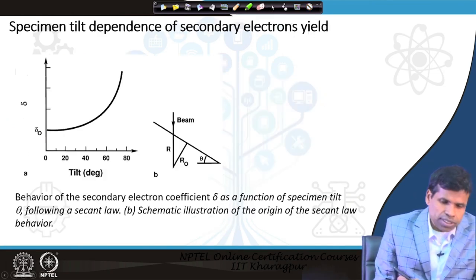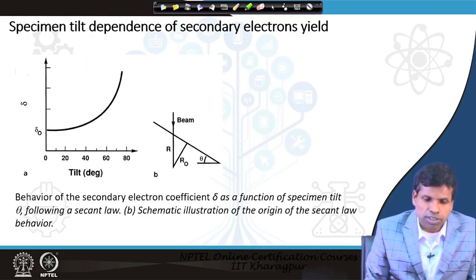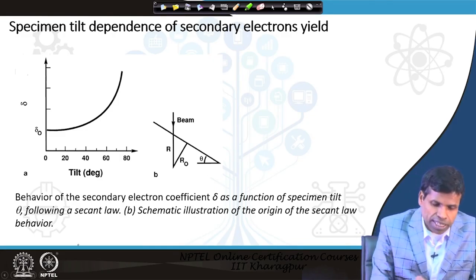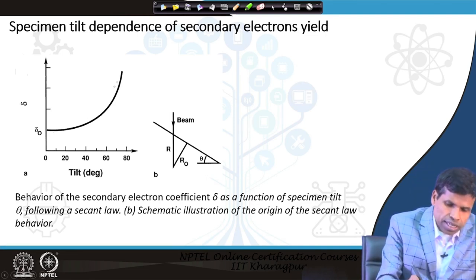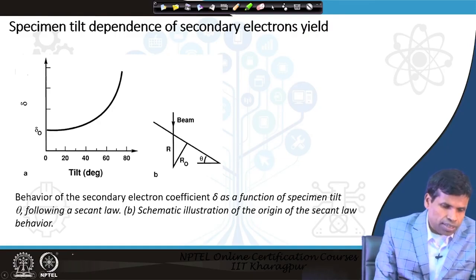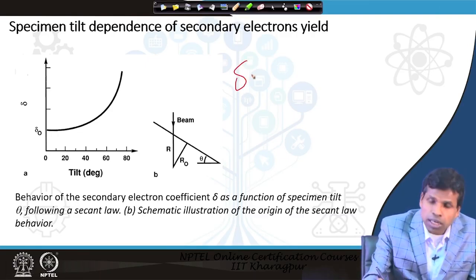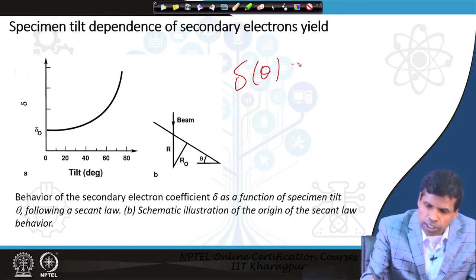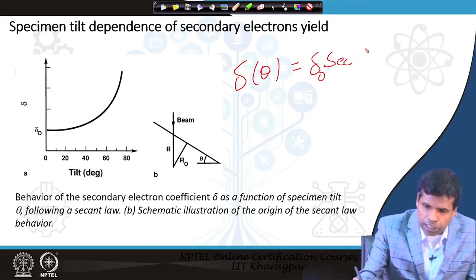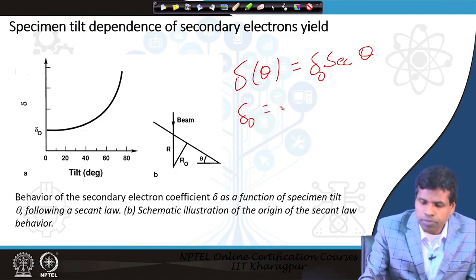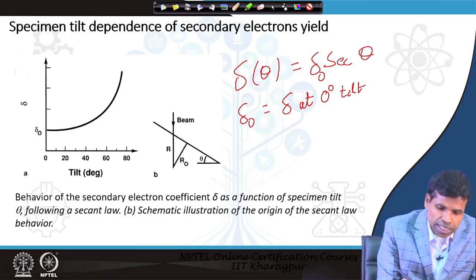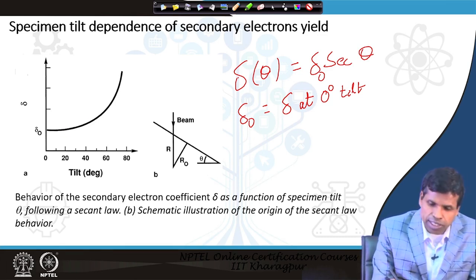Now we see what happens when we change the tilt of the specimen: the specimen tilt dependent secondary electron yield. As you see, the secondary electron yield increases to a great degree with increasing tilt. It follows the secant function. The secondary electron yield del is a function of theta, the tilt angle, and is equal to del 0 sec theta, where del 0 is the secondary electron coefficient, or yield, at 0 degree tilt. As we increase the tilt angle, more secondary electrons are generated.